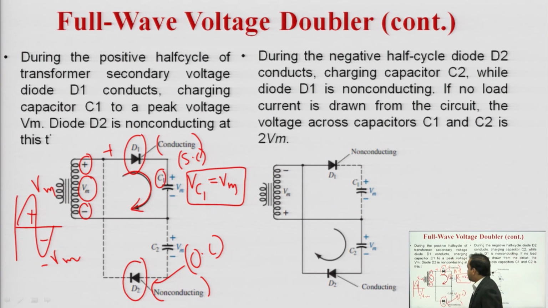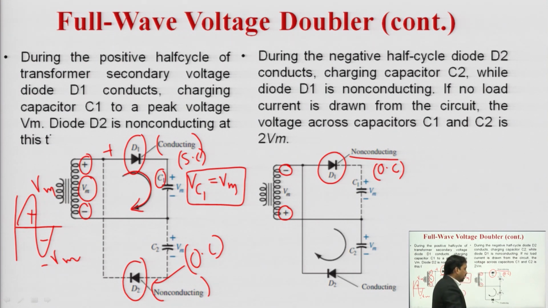This means the polarity is now reversed, something like this. So if this is negative, naturally this diode D1 is non-conducting, which means open circuit, whereas this diode D2 is now in the conducting state and can be treated as a short circuit. So we can say that this capacitor will be charged through this particular loop.